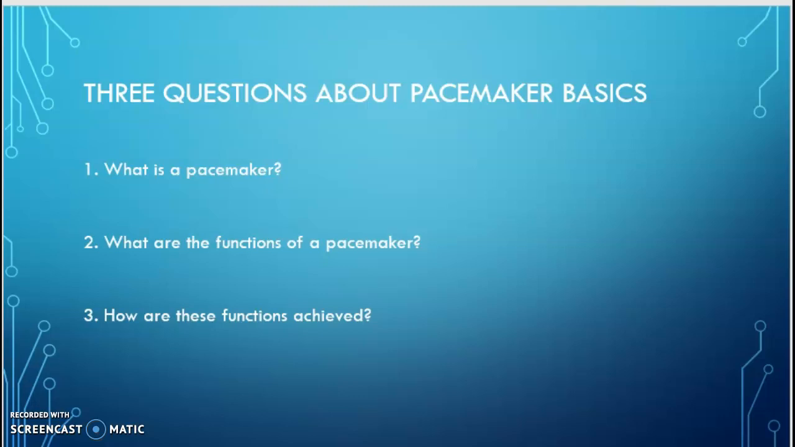We are going to go more into depth of not only what is a pacemaker, but how it works. We're going to distinguish pacing and sensing. We will get into that.